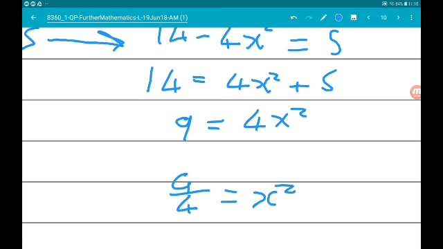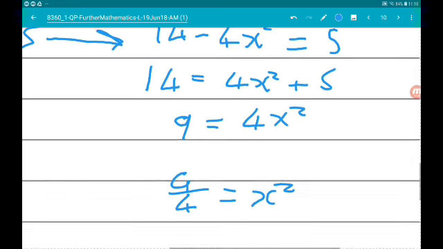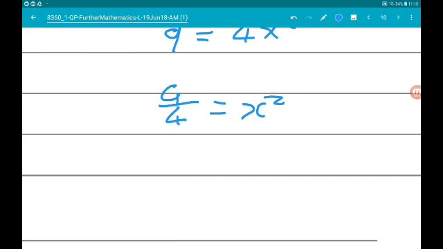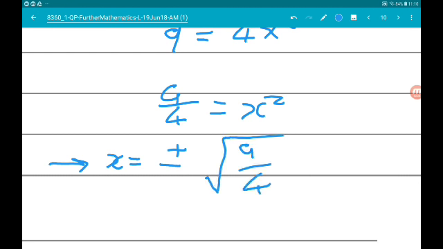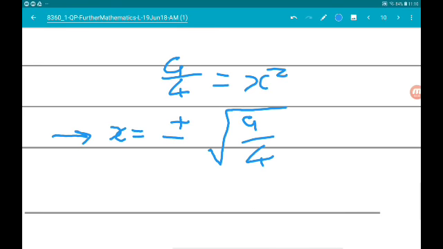Now, we square root both sides, and we need to be extremely careful here. When you square root, technically you get two answers, positive and negative. So, we get from this that x is plus or minus the square root of 9 over 4. Now this is plus or minus 3 over 2.